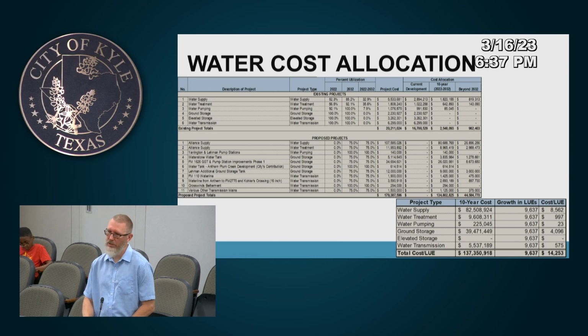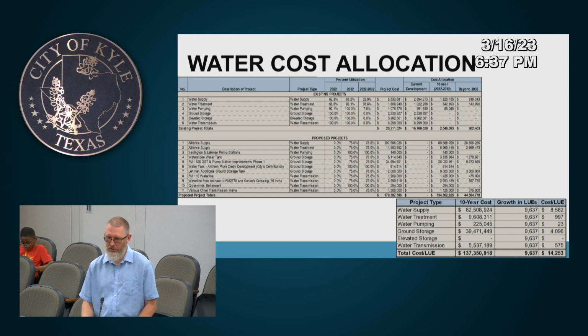The second part of this is new projects. And so we want to take those new projects, we want to try to figure out how much of that capacity we're going to use over the next 10 years, and then we allocate that cost into our 10-year CIP cost. So this table at the top, the first part of that is existing assets, where it says water supply, water treatment, water pumping, ground and elevated storage, and water transmission.